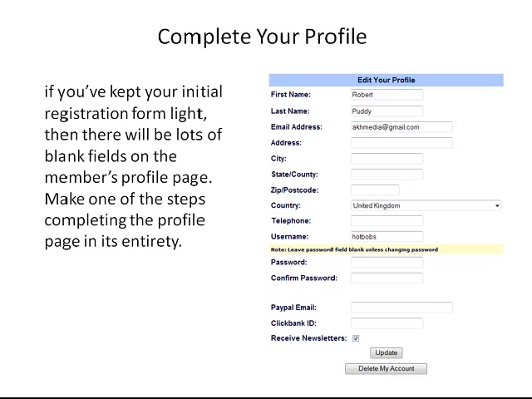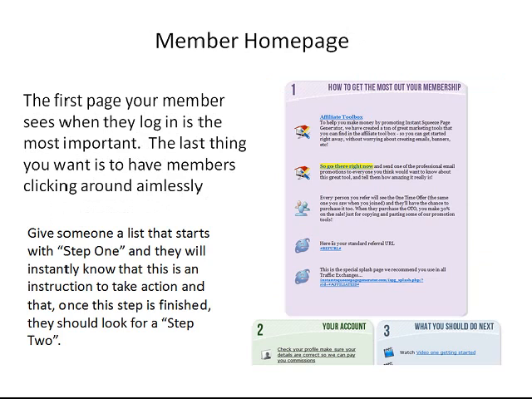Now, if we just go back to the last slide, if you see on the example there, on the account number 2, step 2, your account, check your profile and make sure your details are correct so we can pay you commissions. That's a good reason and a good hook for somebody to actually go there and complete that profile.